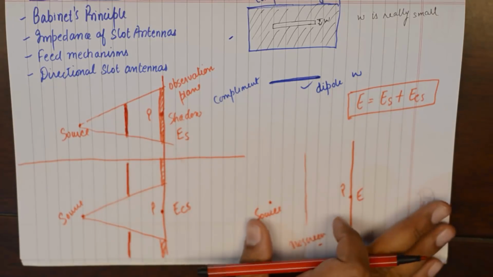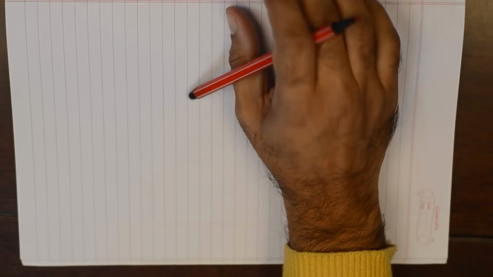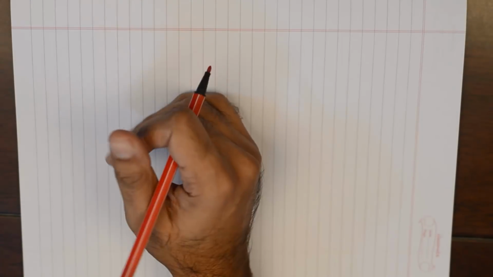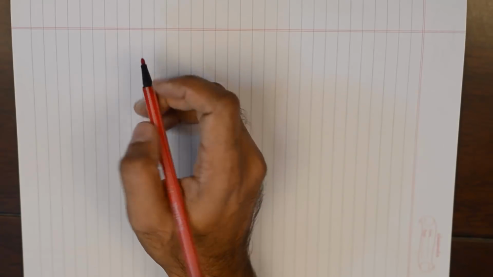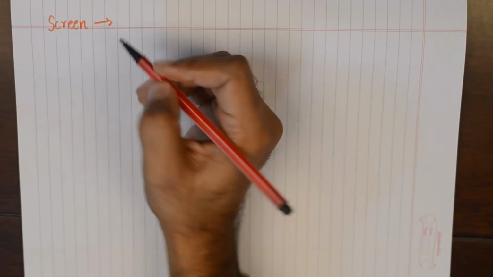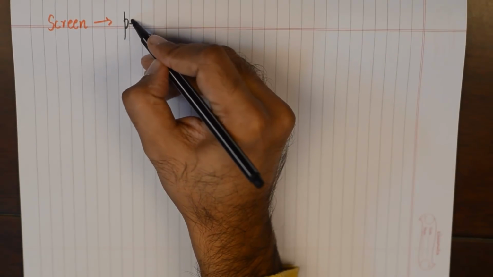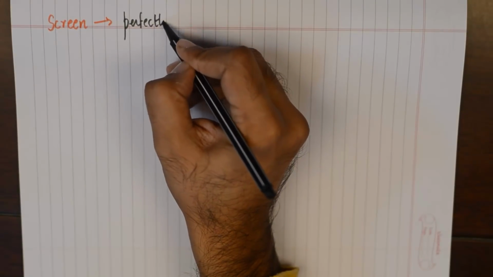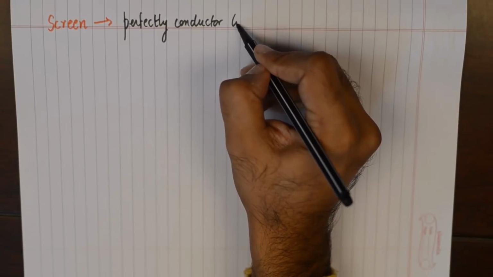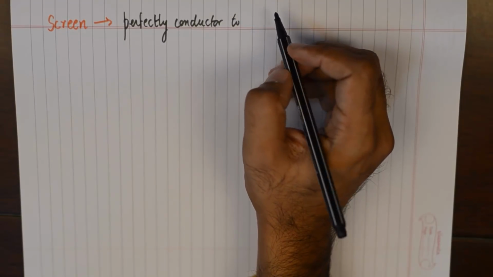Now, when we take this principle to electromagnetics, what he says is that a screen is analogous to a plane which is a perfect conductor to electricity.